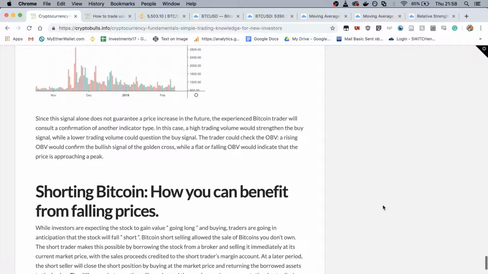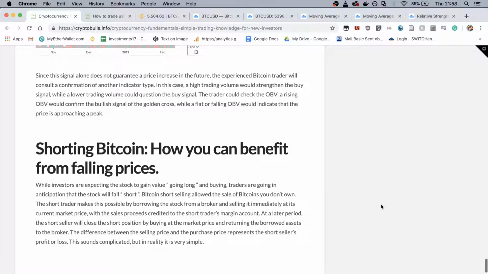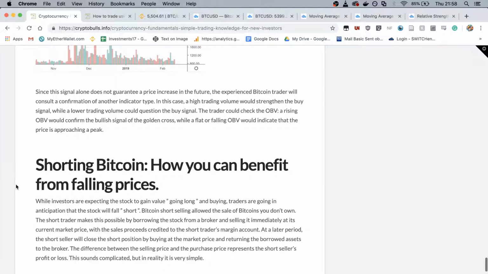Now the last point is shorting Bitcoin, how you can benefit from falling prices. While investors are expecting the stock to gain value by going long and buying, traders are going to anticipate that the stock will fall, and Bitcoin short selling is a big thing, especially in the cryptocurrency space.